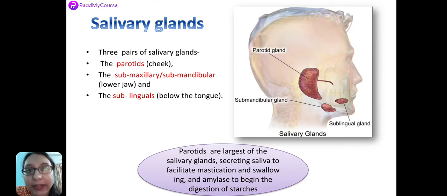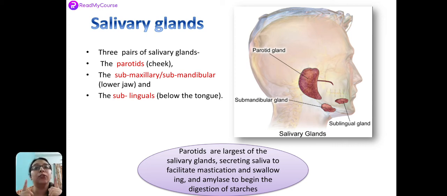So we have already read in our last class that there are three major salivary glands. What are they? The parotids, which are the largest. Then we have the submandibular. Then we have the sublingual. Right? The location of parotid is in the upper part of the cheek, just in front of the ears.